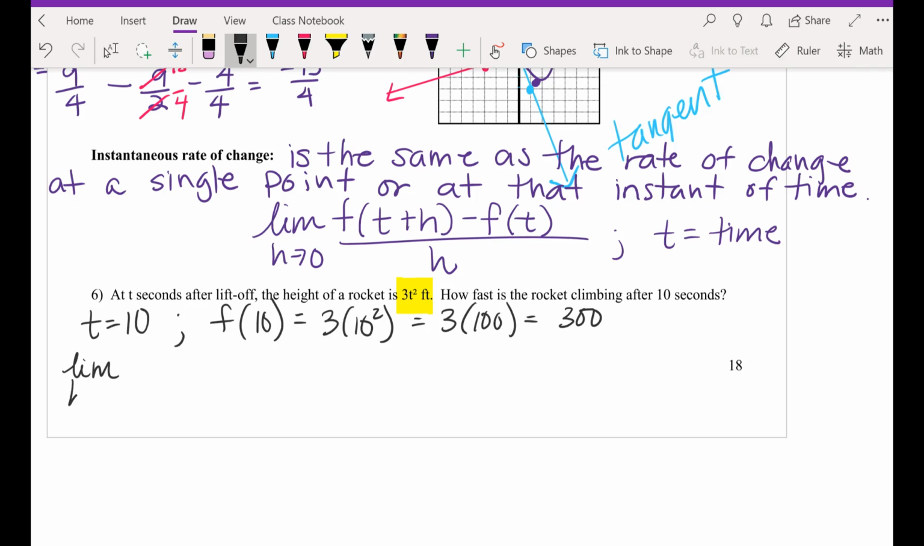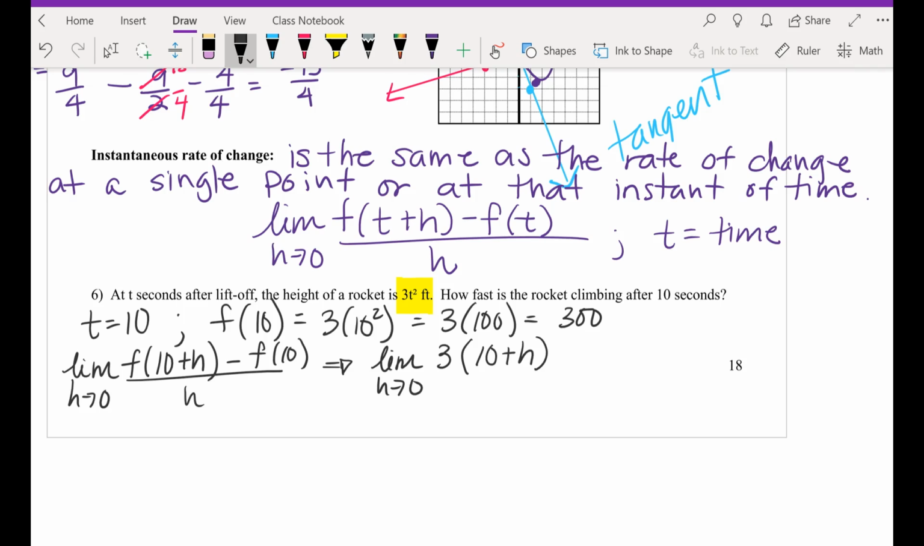Here we go. Limit as h approaches 0, f of, what's the t in here? 10. So 10 plus h, minus, do we know what f of 10 is? Yeah, 300. You can go straight and put 300 if you want to, but because I'm doing notes for students that may not be here, I'm going to write all that. Now, how do we find f of 10 plus h? Plug it in. So it's going to be 3 times the quantity of 10 plus h, close that up and then square. So be very cautious. Then I'm going to put in 300 all over h.